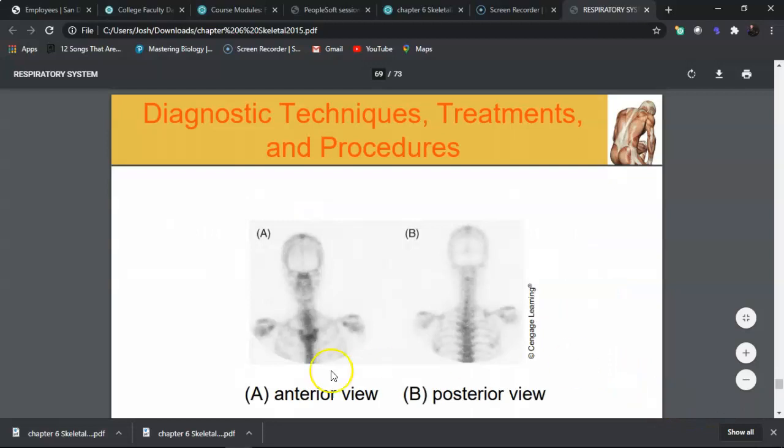So this just gives you some of the increased uptake here. You can see these are darker, and this is an anterior view, so this is the front and this is the back. So you can see there's increased uptake in these areas, okay?